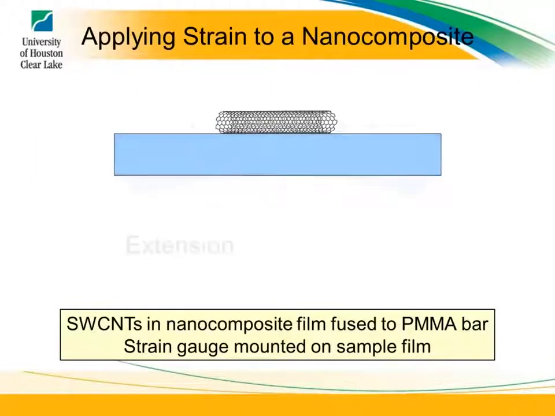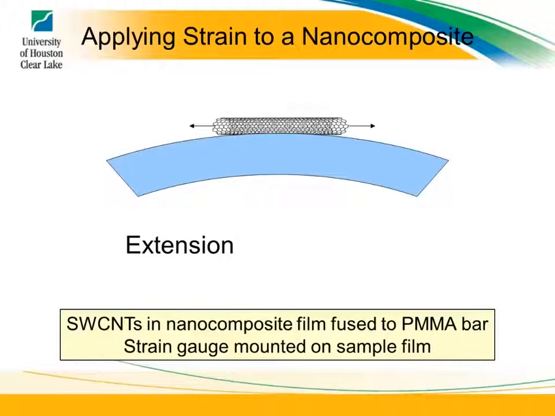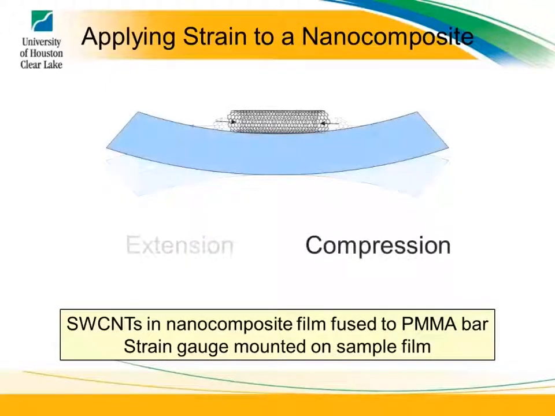Here's an example of what happens to the nanotube under strain. Under extension, you'll be stretching the nanotube, so it'll move towards armchair. And under compression, you will be squeezing it together, and you'll see a spectral shift in the opposite direction.